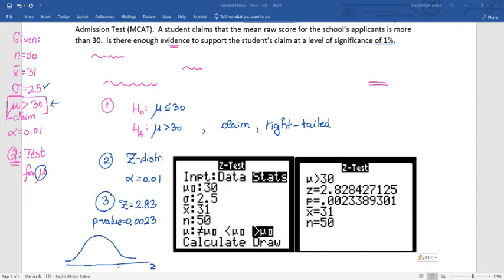Now I can sketch a quick graph to make sense of this. This is the Z distribution. This time I'm dealing with the right tail test, so it will look like this. Right here on the bottom, I have 2.83, which is the Z. And the p-value is right here, which is 0.0023. Now I have all the calculations to make a decision.